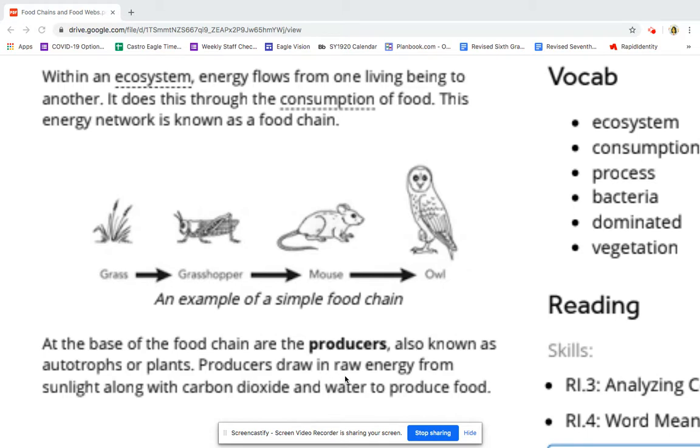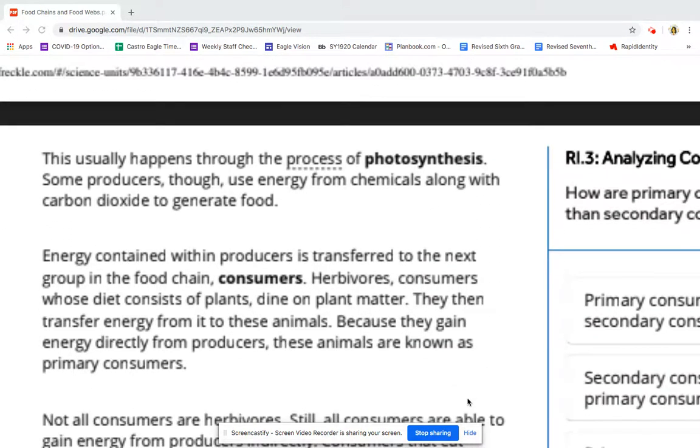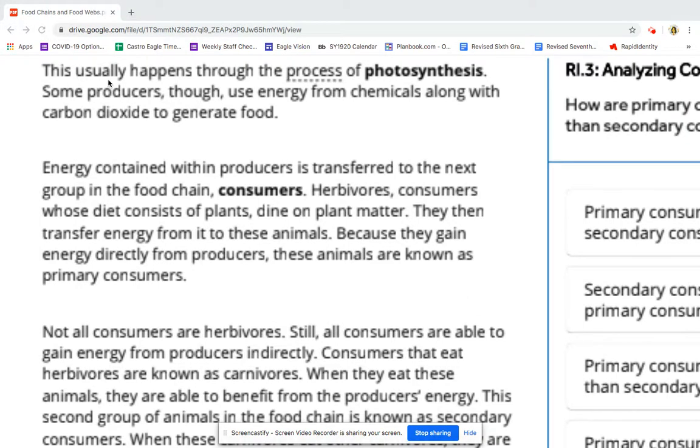Producers draw in raw energy from sunlight along with carbon dioxide and water to produce food. This usually happens through the process of photosynthesis. Some producers, though, use energy from chemicals along with carbon dioxide to generate food. Energy contained within producers is transferred to the next group in the food chain, consumers.